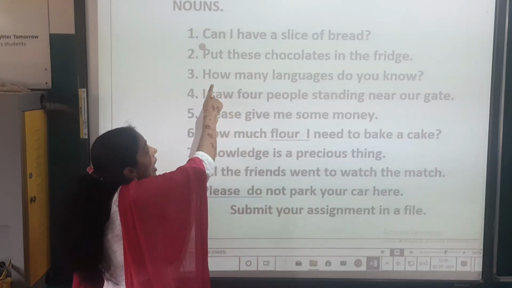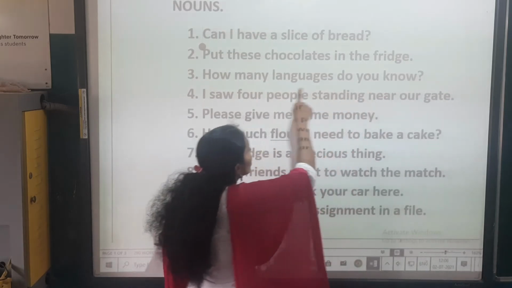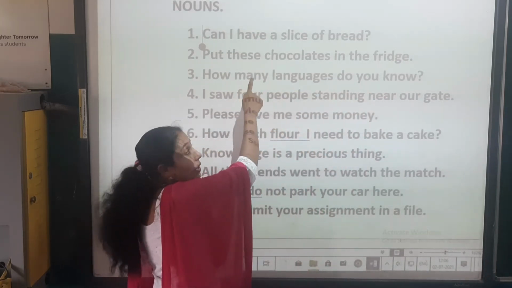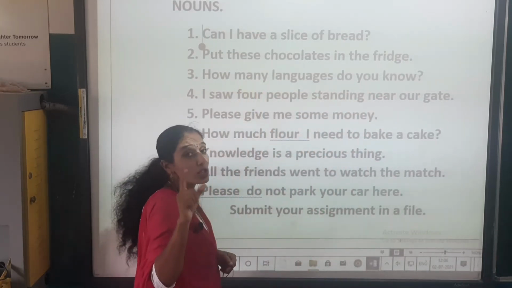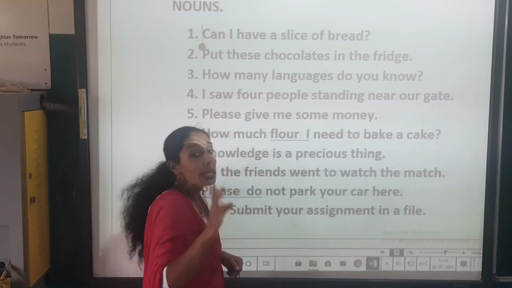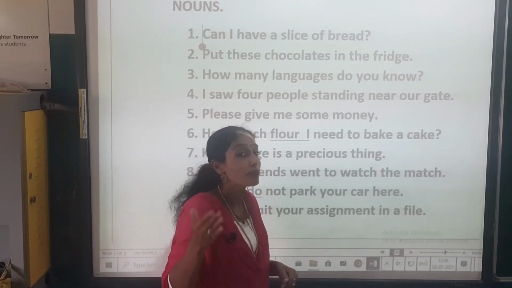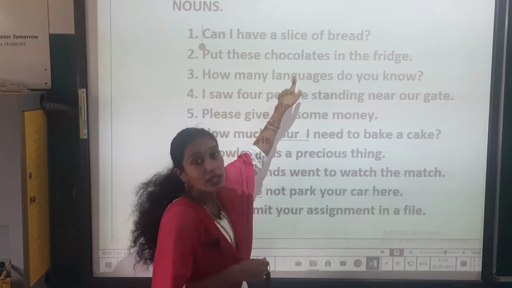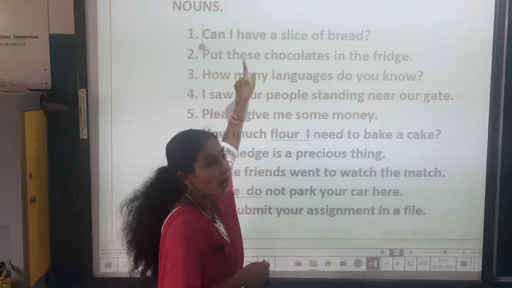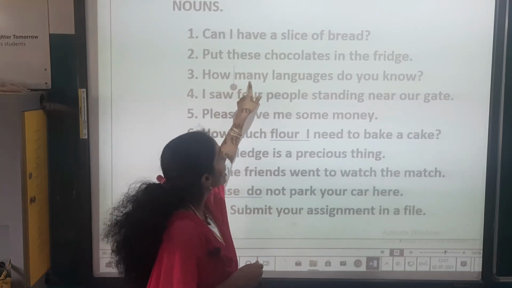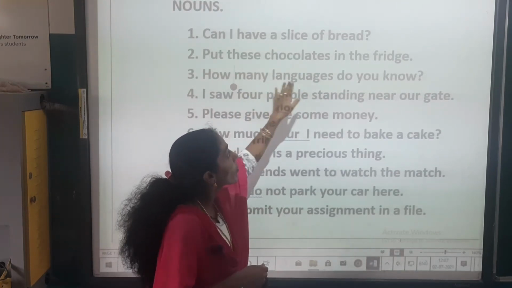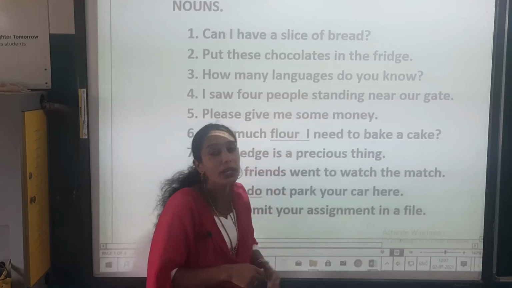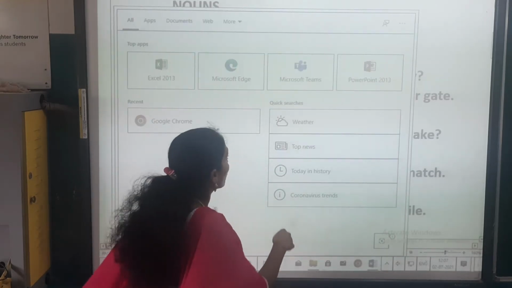Next one. How many languages do you know? See the word that is used over here, many. Many is used for countable and much is used for uncountable. So you can easily identify this. Languages comes under countable noun. Why? Because the word that is used is many. How many languages? So languages will be a countable noun.